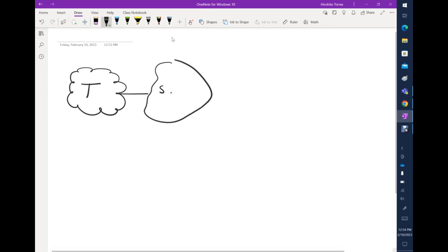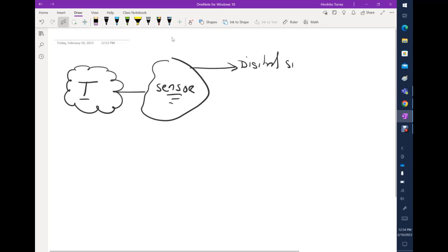There's a sensor that measures temperature. The question is, what's the output of that sensor? How will that sensor determine the change in temperature? There could be many things out there, for example, a digital signal coming out. So, if the temperature here is 90 degrees, you see a 90-degree reading here.